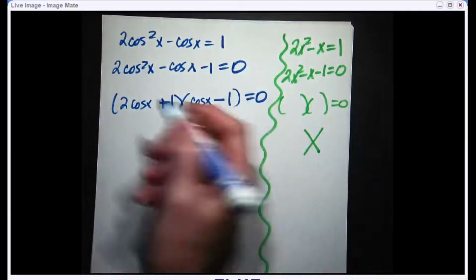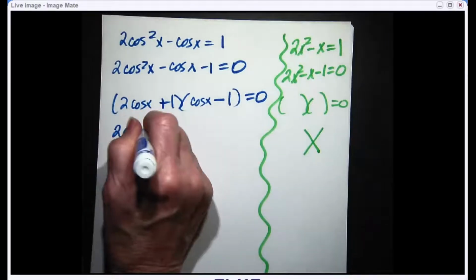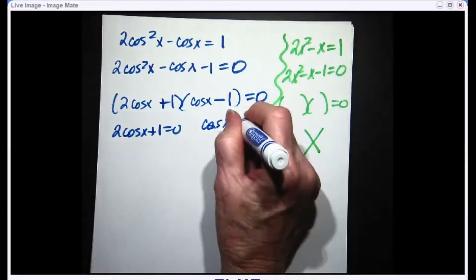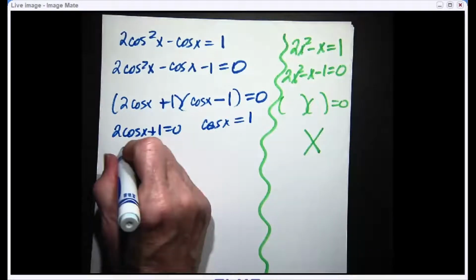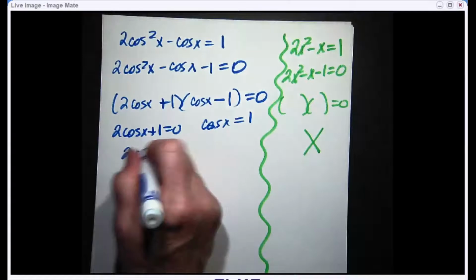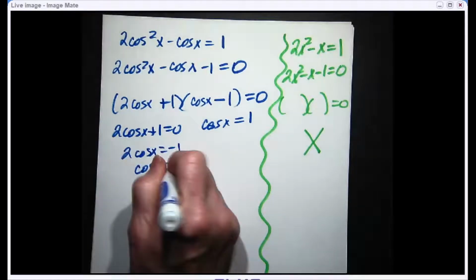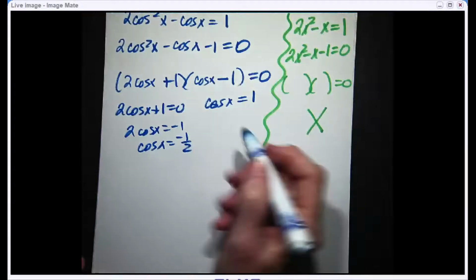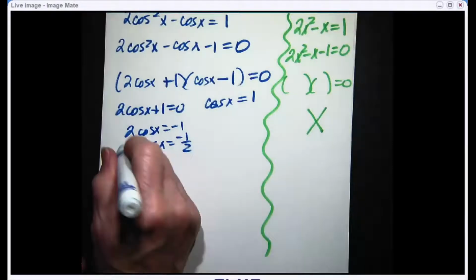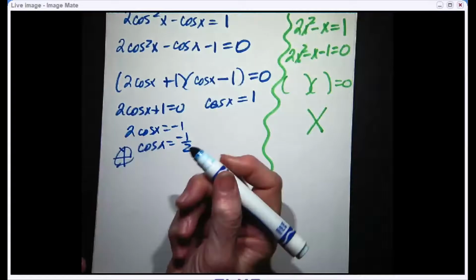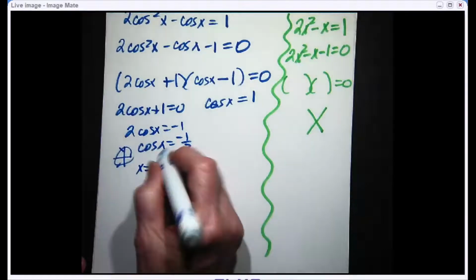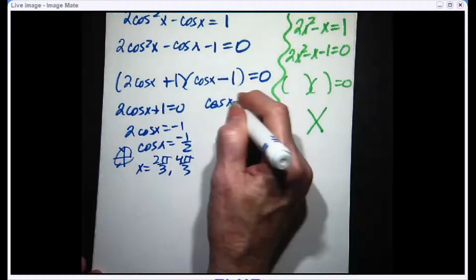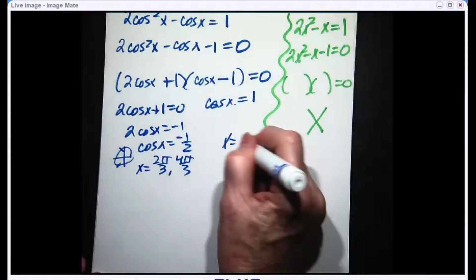Now set each part equal to 0. 2 cosine x plus 1 equals 0. Cosine x equals 1. Or 2 cosine x equals -1. Cosine x equals -1/2. Where does cosine equal -1/2? So -1/2 would be there and there. So x is equal to 2 pi over 3 and 4 pi over 3. X is equal to 1 at 0.